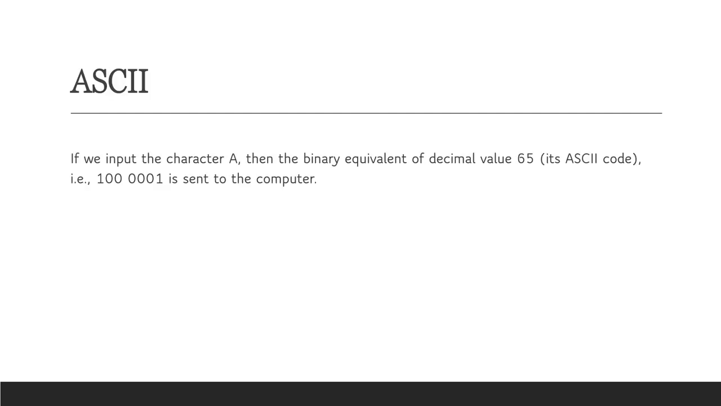So if we press the character A, then the binary equivalent of the decimal value 65 is the ASCII code, that is 1000001, which in binary form is sent to the computer.